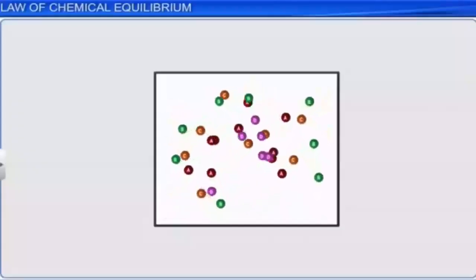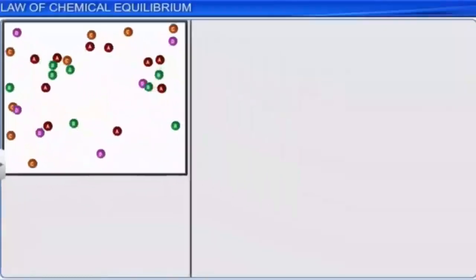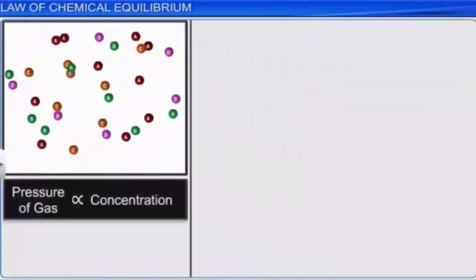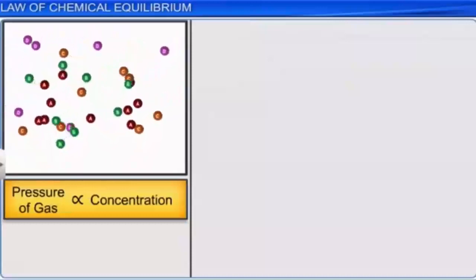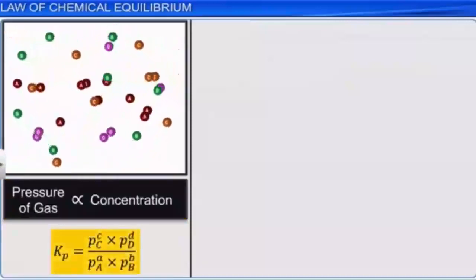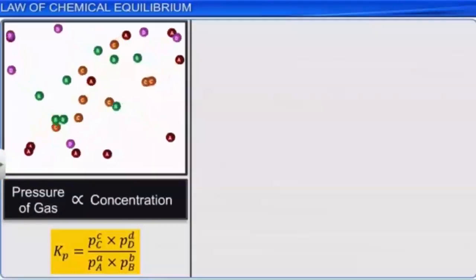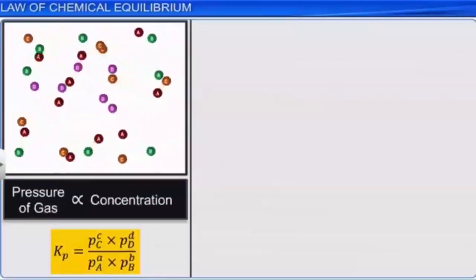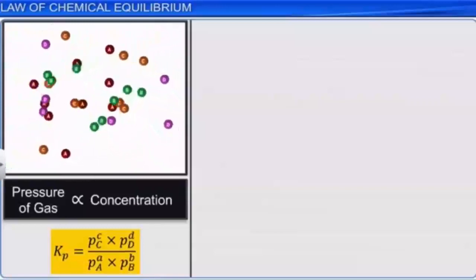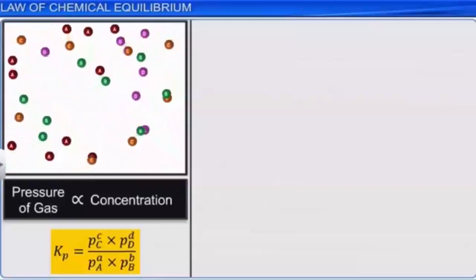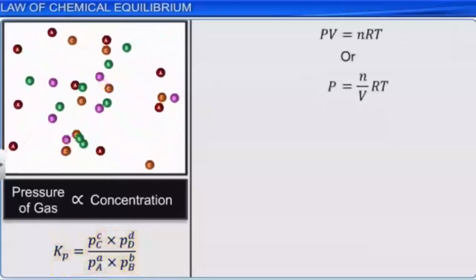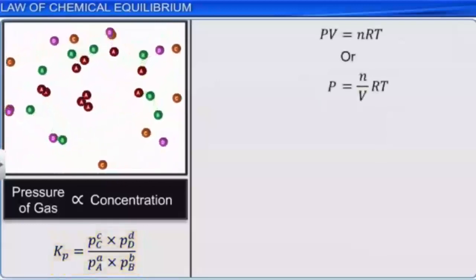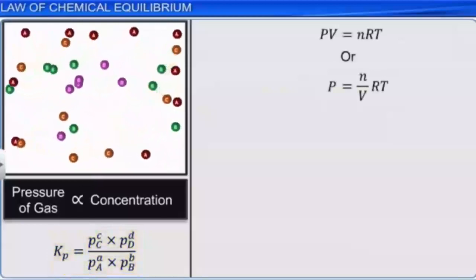the equilibrium constant in gaseous systems. For gases at constant temperature, the pressure of the gas is proportional to its concentration. Hence, for a reversible reaction involving gases, the equilibrium constant is conveniently expressed in terms of partial pressures of the reactants and products in place of molar concentrations. Let us now see how the pressure of a gas at constant temperature is proportional to its concentration.